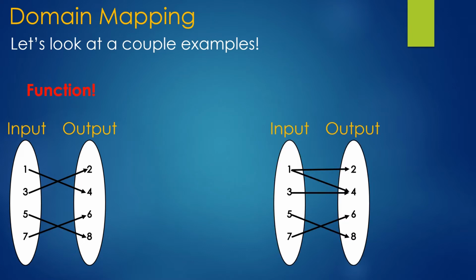On this set, we have inputs of the same numbers, 1, 3, 5, and 7, and outputs of 2, 4, 6, and 8. Except in this case, we need to look right here.